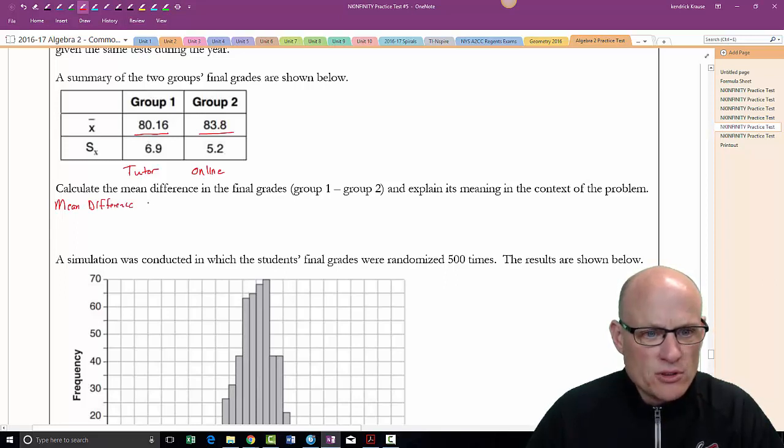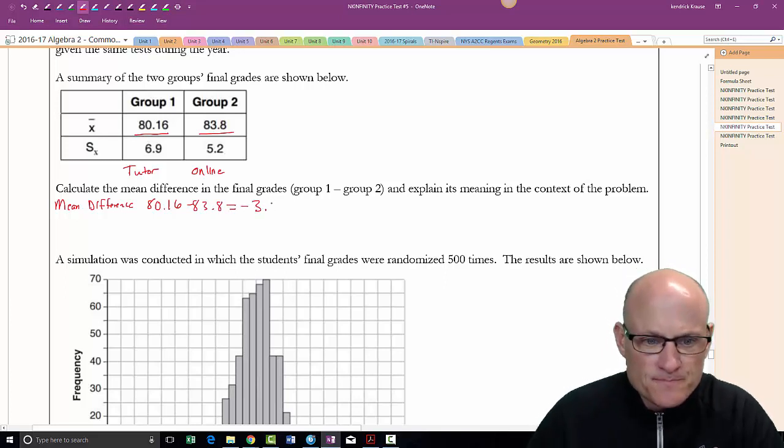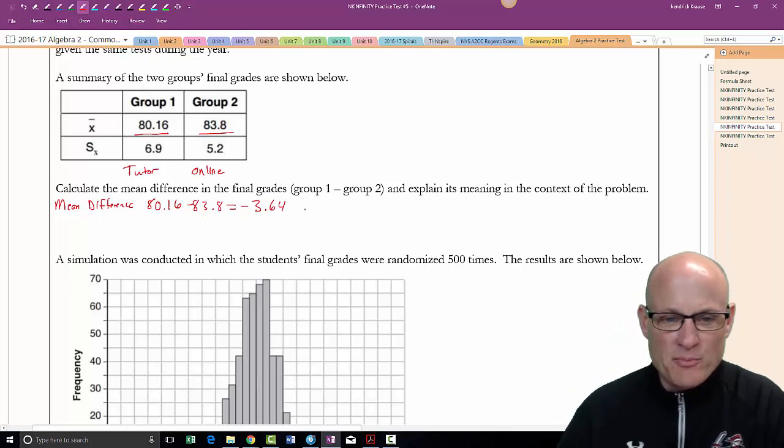Is equal to 80.16 minus 83.8, which is equal to negative 3.64. I got it written down somewhere. Now, what does this mean?